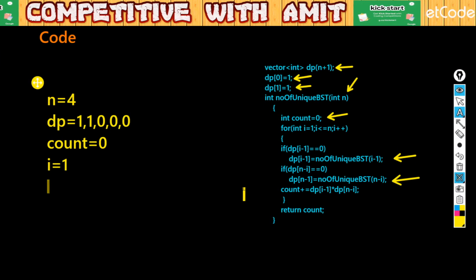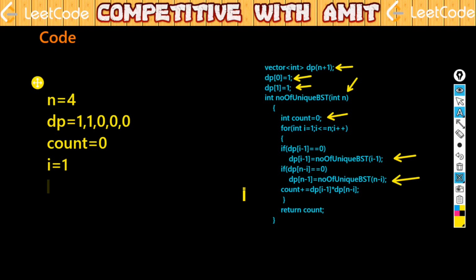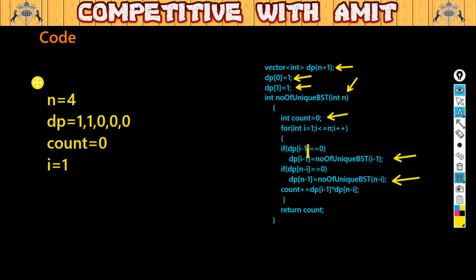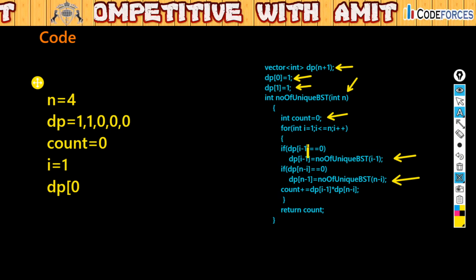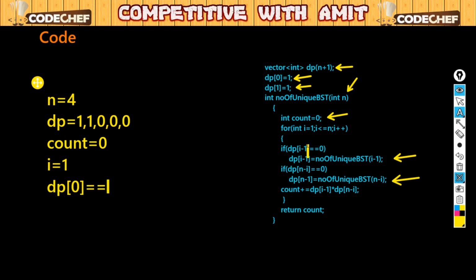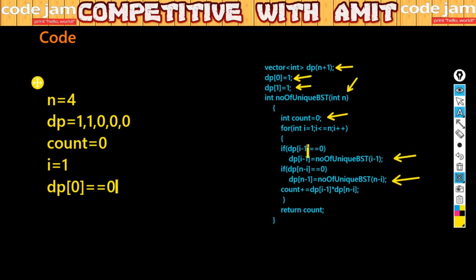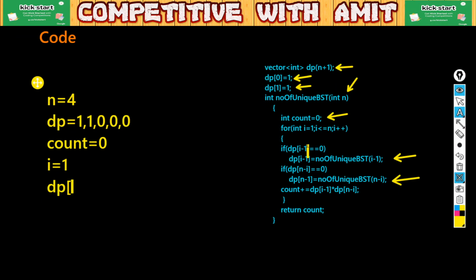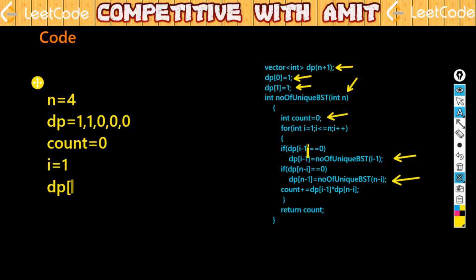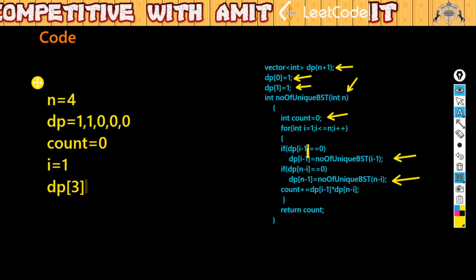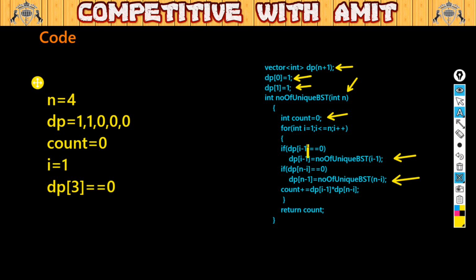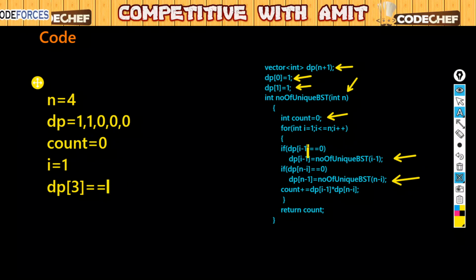Now suppose in this case we have i equals to 1. So the first condition we check here is dp at index 1 minus 1, which is 0. So is dp at index 0 equal to 0 or not? It is not equal to 0, it is 1. So the condition becomes false. Now what will be dp at n minus 1? So n is 4, 4 minus 1 is 3. So is dp at index 3 equal to 0? Yes, dp at index 3 is 0. So the condition becomes true.